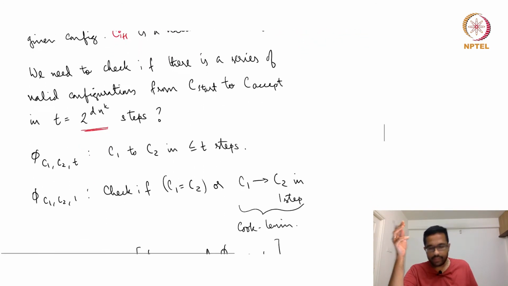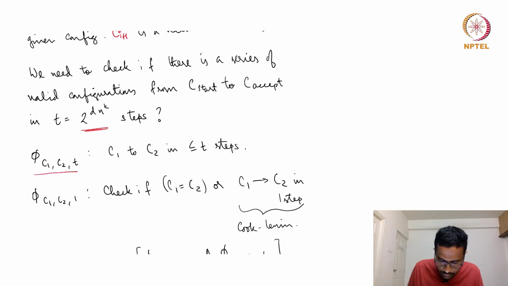Okay, now let us write a formula for this. So let phi of c1, c2, t. What we will do is we will end up writing a fully quantified Boolean formula for this. So we will use all the quantifications that we want. The goal is to come up with something. Generally we want to say, does there exist a sequence of configurations that takes you from C1 to C2 in t steps, right? Now if we can accomplish this, then we can set C1 to C start, C2 to C accept, and t to 2 power d times n power k. So then we can solve whatever we want.